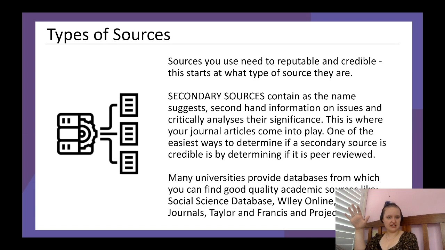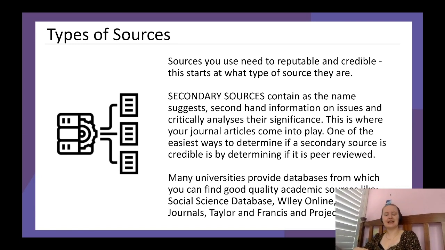Pretty much every university, I'm going to say every university, is going to provide databases from which you can find really good quality academic sources via their library services. So you want to be looking out for things like the Social Science Database, Wiley Online, JSTOR, Sage Journals, Taylor and Francis, and Project Muse. Those are all really good databases, and they've got thousands of peer-reviewed secondary sources there for you to be using.